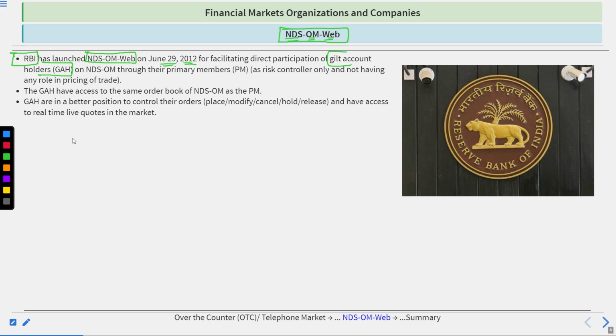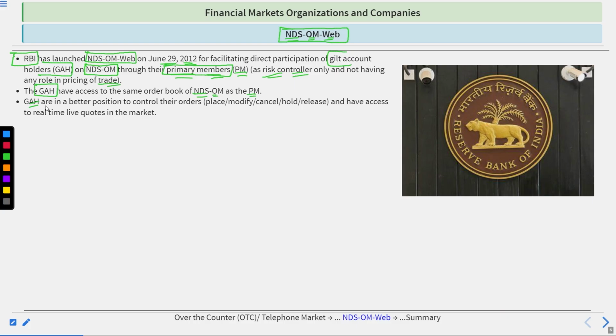So they could have their direct participation on NDS-OM through their primary members, PM, as risk controller only and not having any role in pricing of the trade. The primary members are not entitled to play their role in pricing of the trade. The only thing that they have is to control the risk factor for the main participant. The GAH generally have access to the same order book of NDS-OM as the PM.